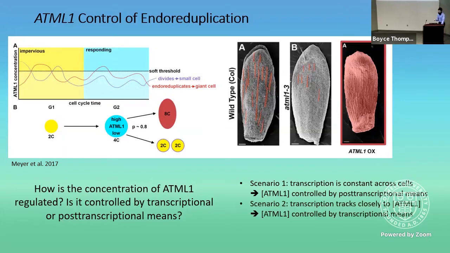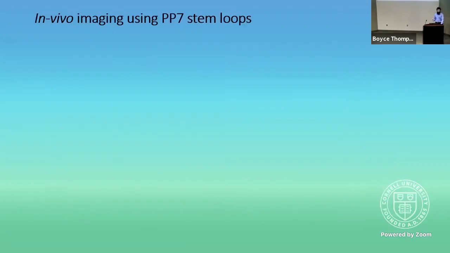In a different scenario, you could imagine that transcription is highly variable among cells, but that the rate of degradation stays more or less constant across cells. This would imply transcriptional control of the concentration of ATML1 protein. So once again, we care about this because ATML1 helps the cell decide when to endoreduplicate. So how did we study this?